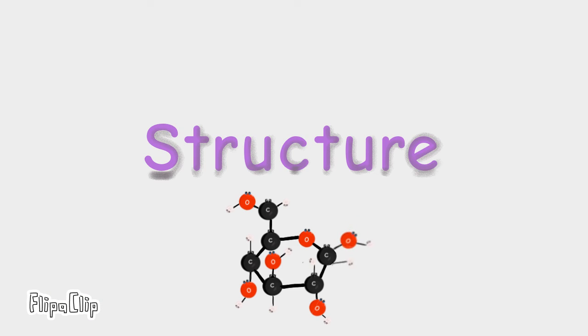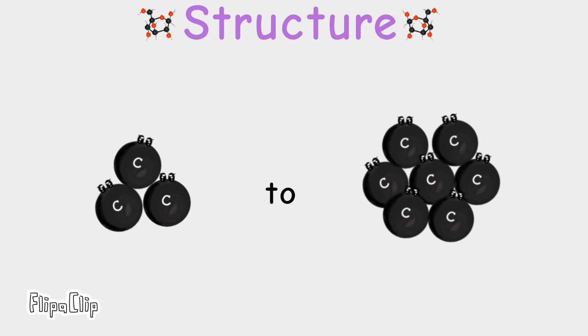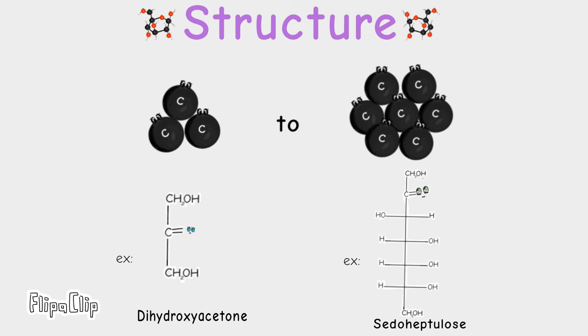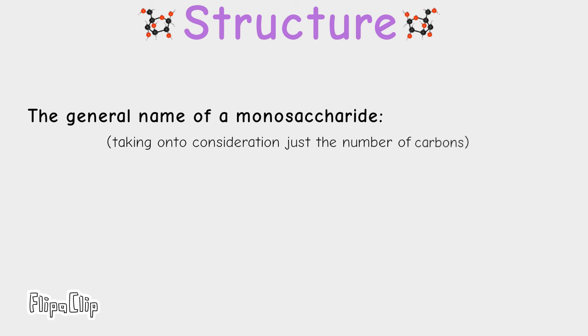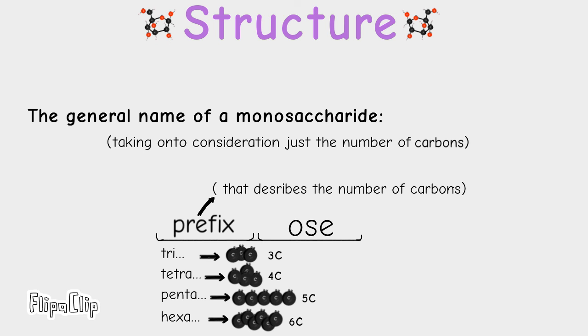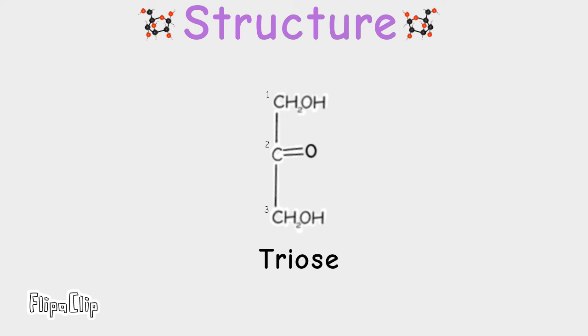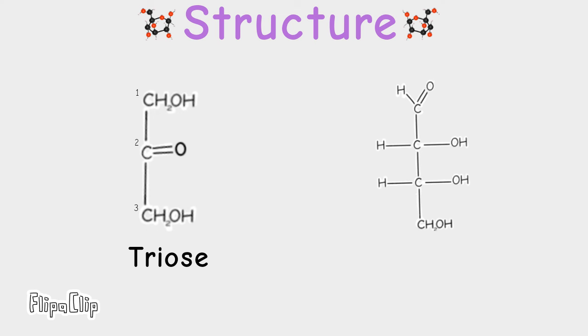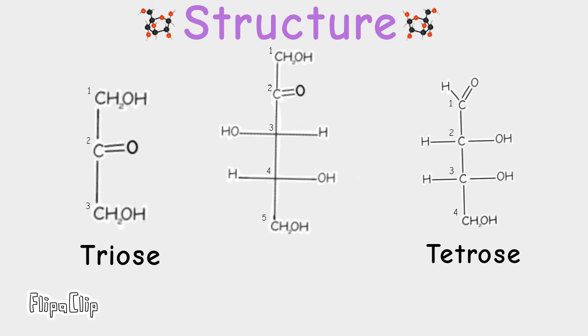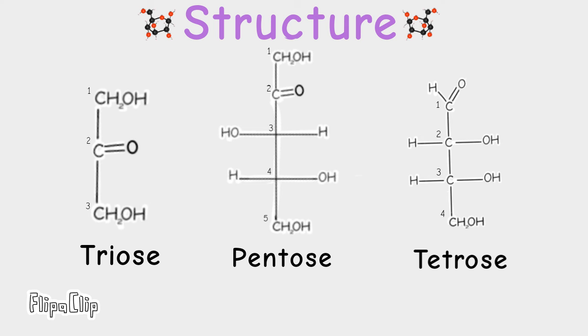Now, structurally, they're composed of about 3 to 7 carbons. You're not really going to find any longer than that in your organism. And as such, we can name them according to the number of carbons by adding O's to the end. So a sugar that contains 3 carbons is a triose, one that contains 4 carbons is a tetrose, and one that contains 5 carbons is a pentose, and so on and so forth.